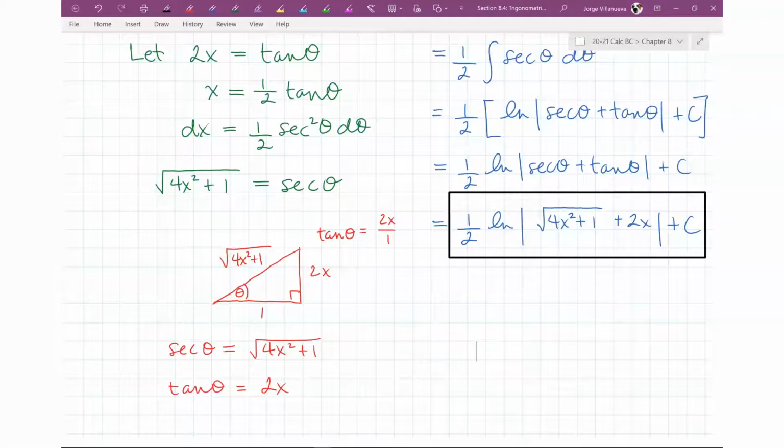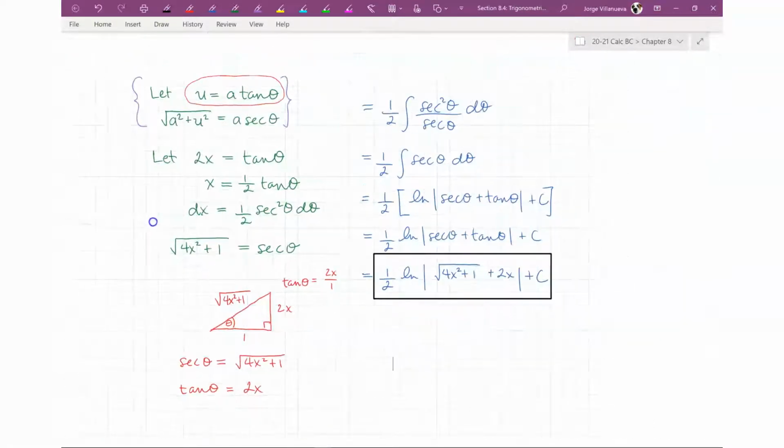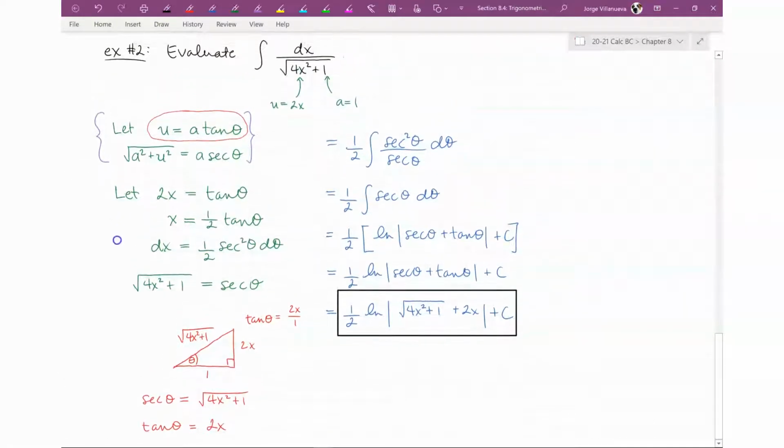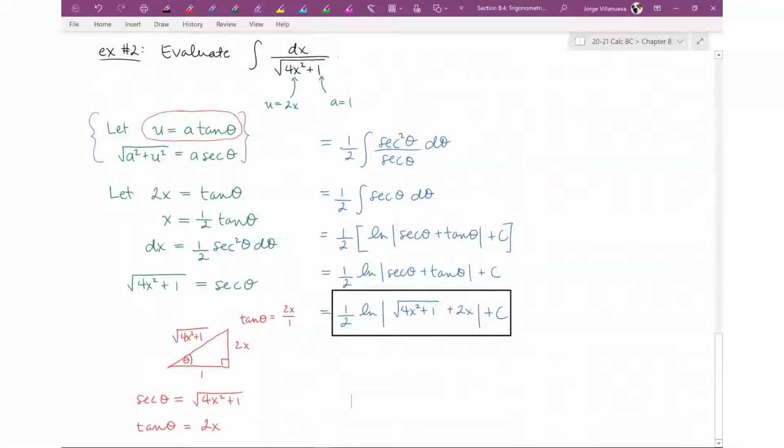Any questions on this one? Give it a couple seconds here.